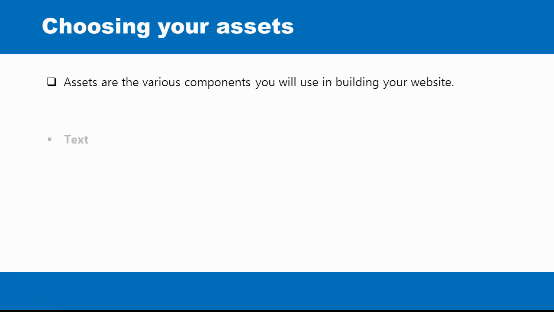We'll start with text. You need to know what text you want to use, for example, paragraph, title, list items, and so on. You can choose the theme color by using any free color picker tool.